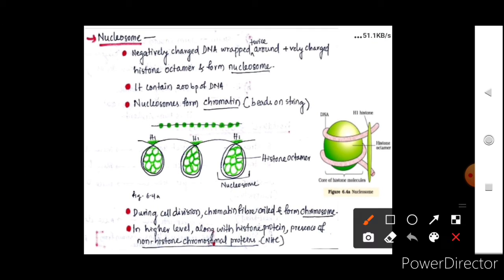Now negatively charged DNA is wrapped around the positively charged protein, that is the octamer which is formed by the histone proteins. That is the histone octamer, and it is called what? It is called nucleosome. So negatively charged DNA wrapped around the positively charged histone octamer forms a nucleosome. Now it contains 200 base pair of DNA. So on one octamer or one nucleosome, we can say that 200 base pair of DNA is present. Now this packaging will be there, and so the nucleosome will form a chromatin, that is the beads on the string region that is present in the cell when you stain the cell and see it.